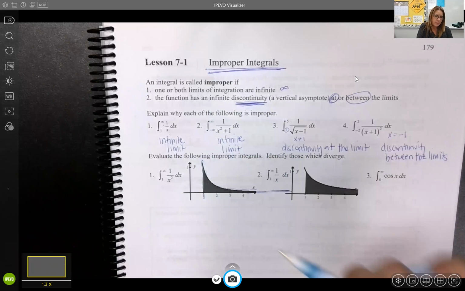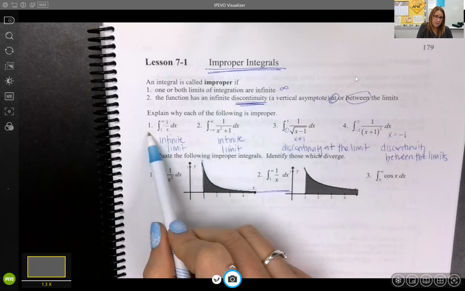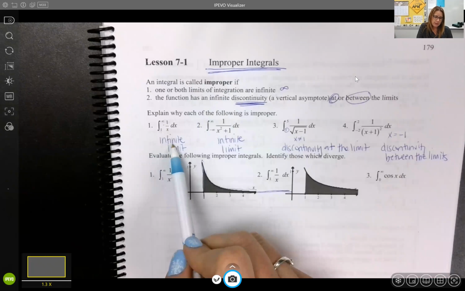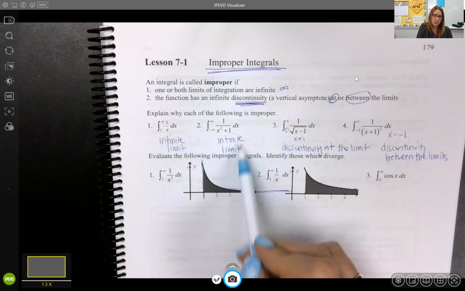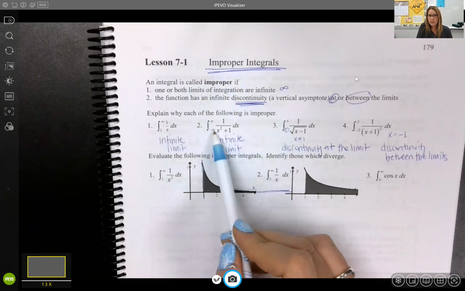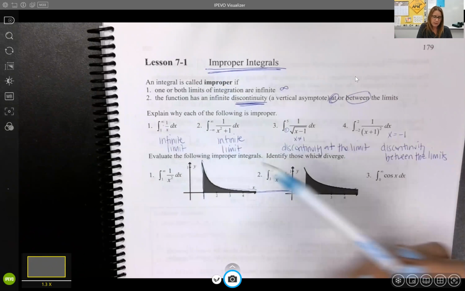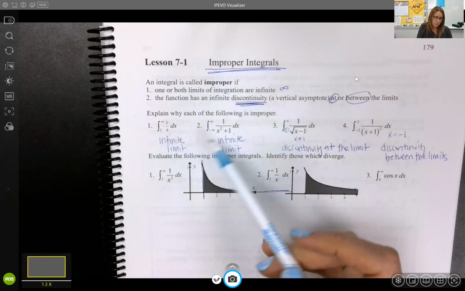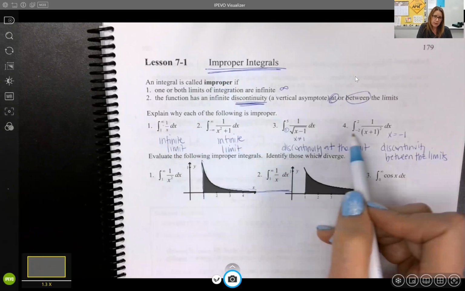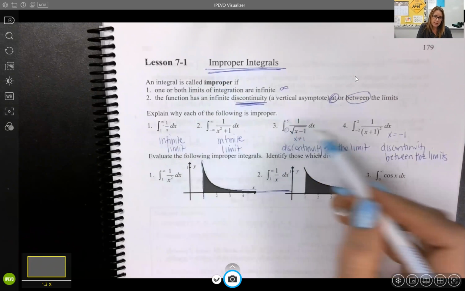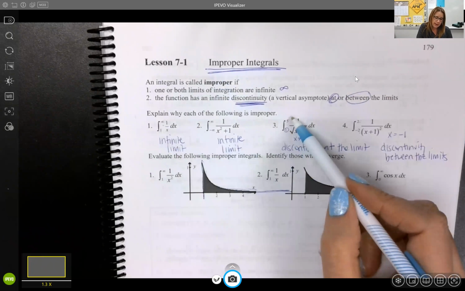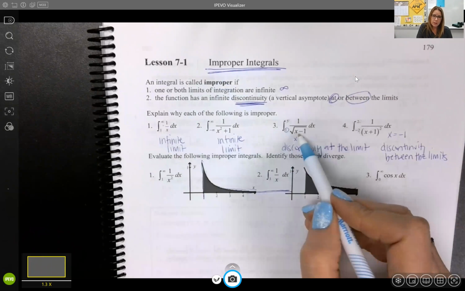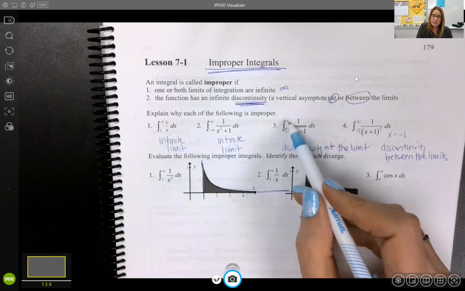Okay, so on number one, one of the limits is infinity, so it's an infinite limit, so it's improper. This one, infinite limit. Those ones are a little bit easier. If I see an infinity sign, I know it's improper, and I'm going to have to do another method to find the integral. When you get to 3 and 4, now I've got finite numbers that I'm using as my limits of integration, but I need to look and make sure that the equation will work at each of these numbers and at every number in between.